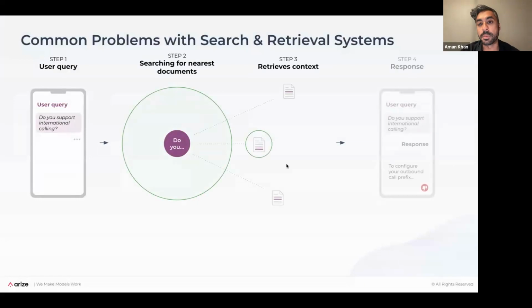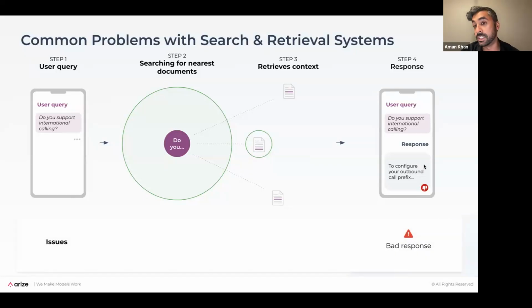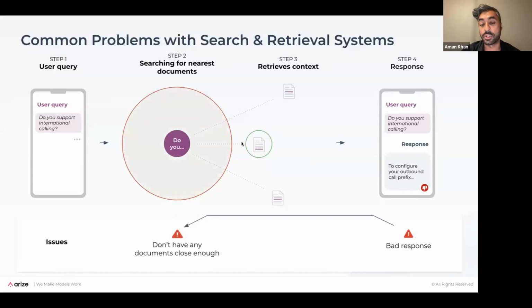So some of the common problems that we see with retrieval-based systems is that when the context is actually retrieved for a question, let's say something like, do you support international calling? You might get back a piece of context that ultimately leads to a bad response. That could be because you don't have enough documents close enough in the vector space, based on your knowledge base that might be stored in Weaviate, that actually help you answer the question in the first place.